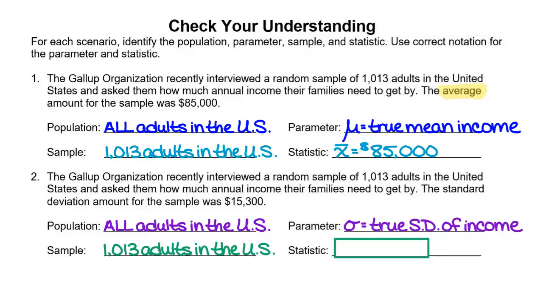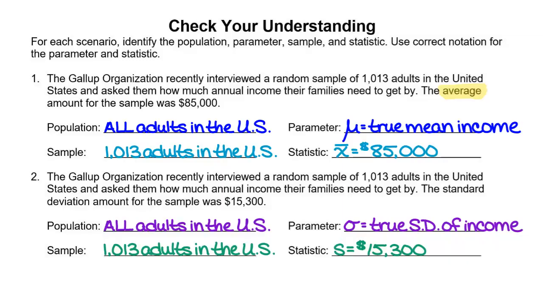What symbol would we use to represent the sample standard deviation? S. So S equals $15,300. So when do we use the other symbol? We use the sigma for the population standard deviation. So that's what's going to go on our parameter line. Yeah, this would be a sigma here, and this would be an S here.